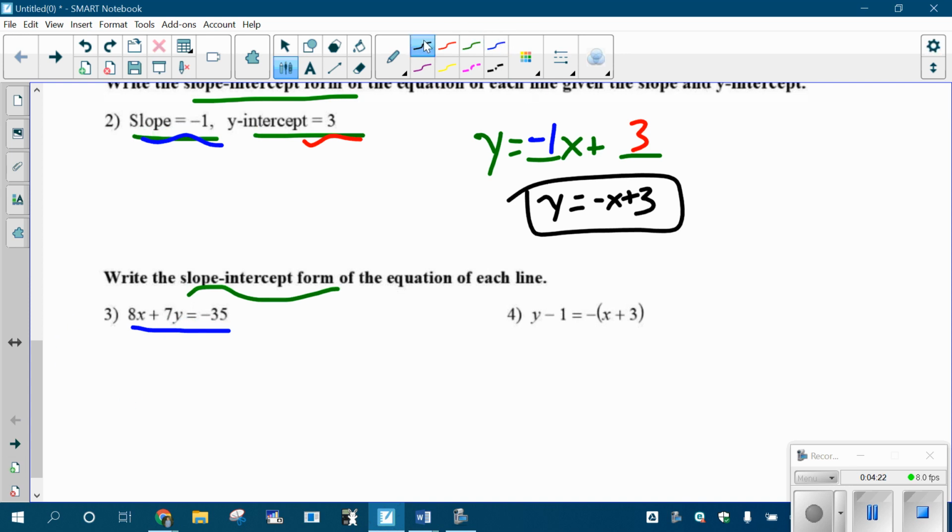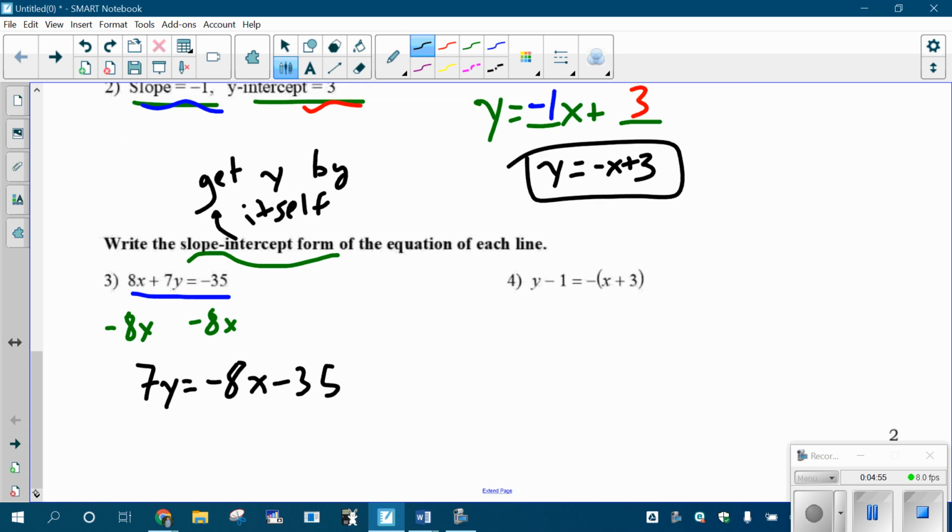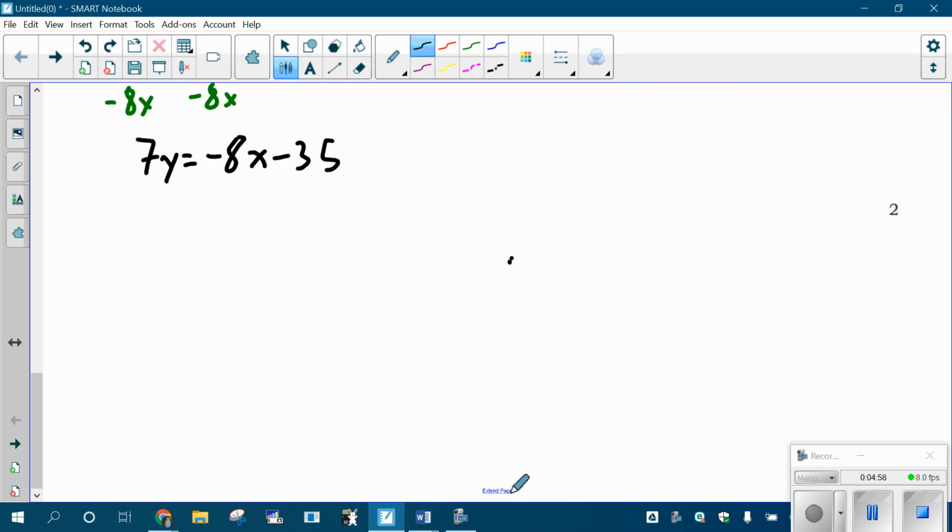My basic strategy is I want to get the y by itself. If you're trying to put it in slope-intercept form, all you're trying to do is get y by itself. Okay, how do you get y by itself here? Well, first you subtract 8x from both sides. And then usually it's helpful to write it like -8x minus 35, just because it's normal to have the x part first. You could write it -35 minus 8x, that's the same thing, but it's probably easier to write like that. Okay, is the y by itself yet? No, because there's that 7 there.